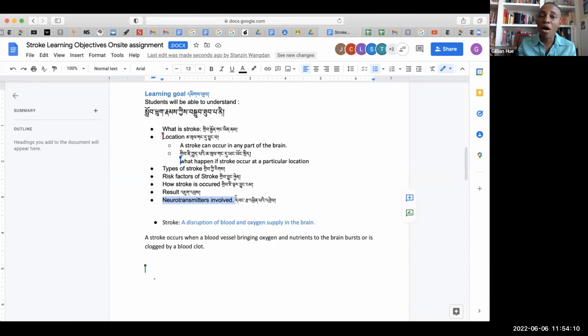So it's a little bit broad to include neurotransmitters here, since it can happen anywhere.